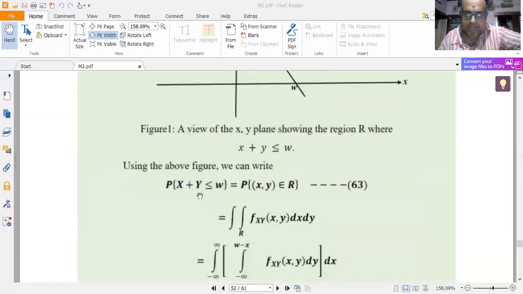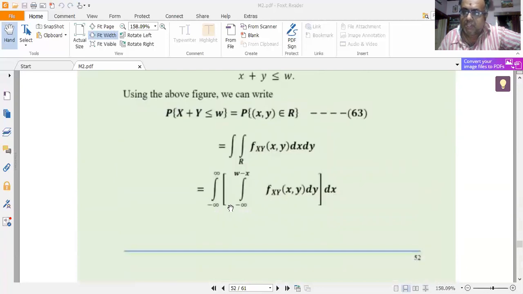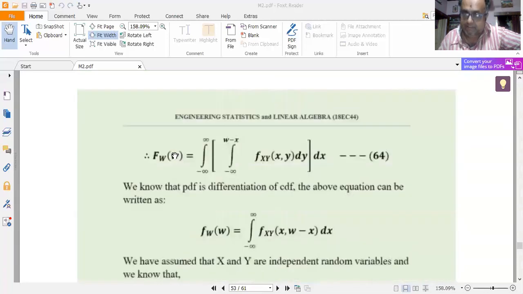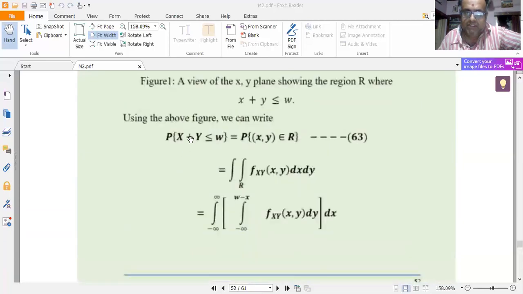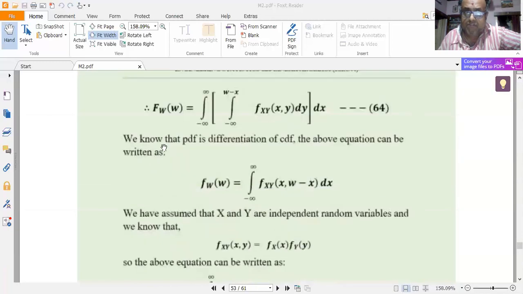The probability of x plus y less than or equal to w on the left hand side is nothing but the CDF, because probability of x less than or equal to x is the CDF. Extending the same idea to 2 dimensions, probability of x plus y less than or equal to w is the CDF of w, that is F_W of w. So F_W of w is equal to integral minus infinity to plus infinity, integral minus infinity to w minus x, f_XY of x comma y dy dx, which I have called equation 64.